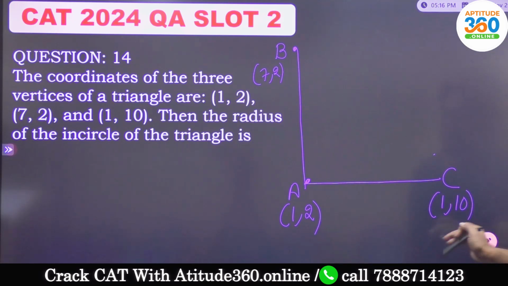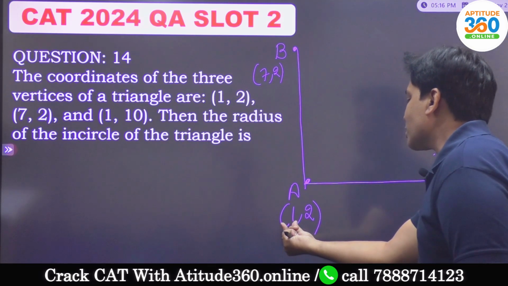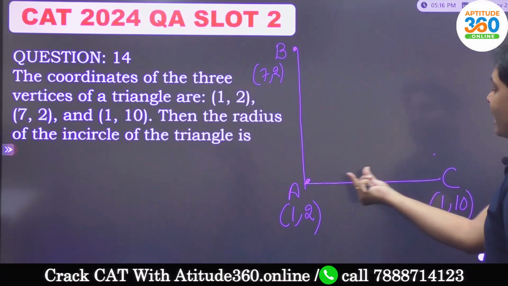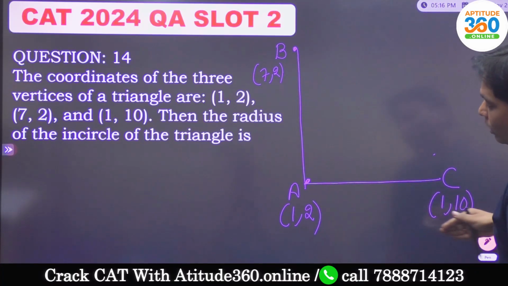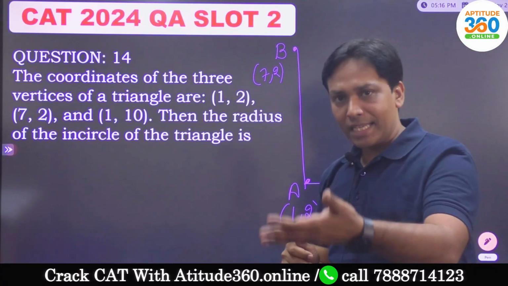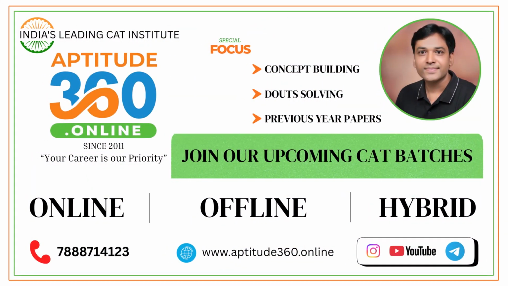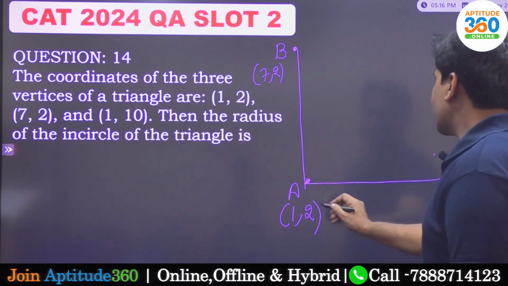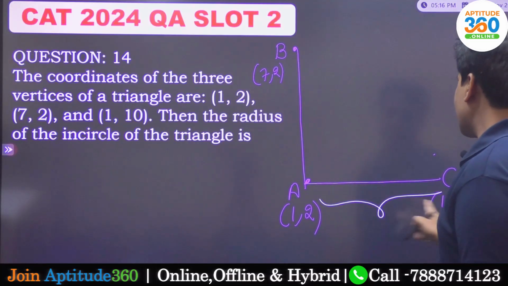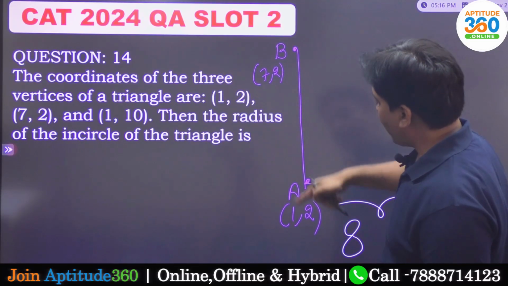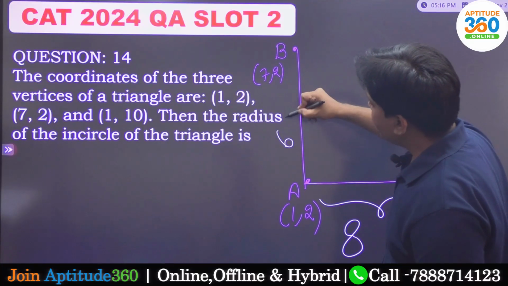The value of C is given to you as (1, 10). What is the interpretation of (1, 10)? Have a look at it. The x coordinate over here is 1 and 1. So what does that mean? Line AC is parallel to the y-axis. This is how it looks. So will you be able to find out the distance of AC? That is nothing but, if you look at it, 8 units. And here, 7 minus 1, that is going to be 6 units.